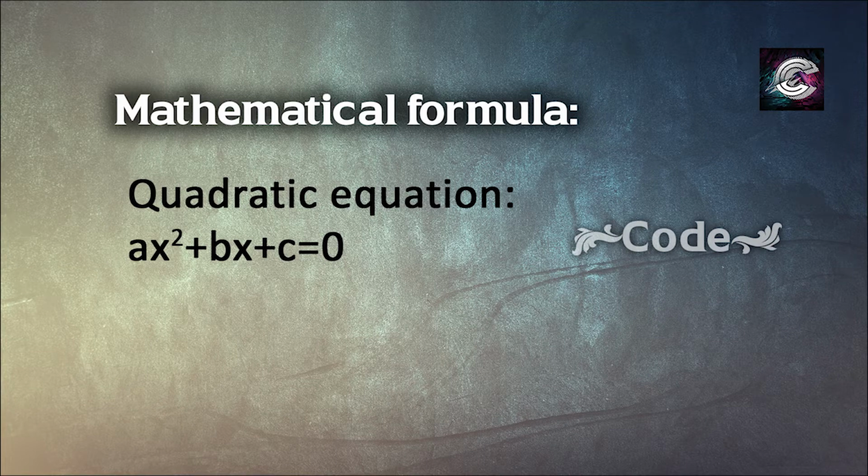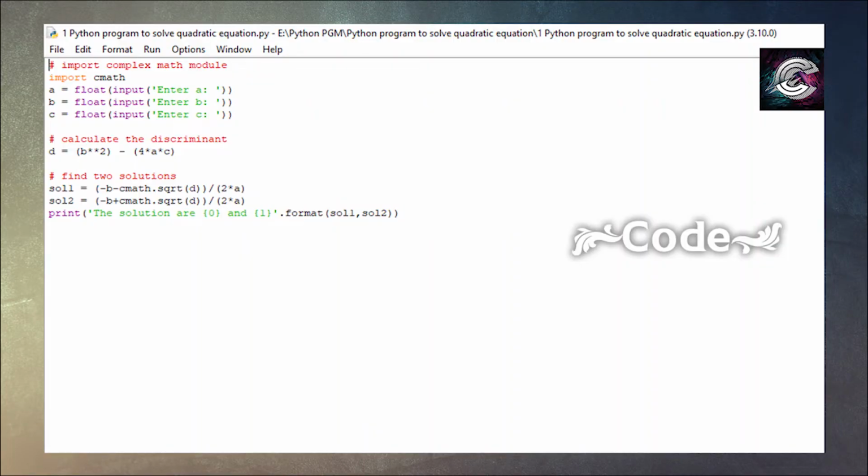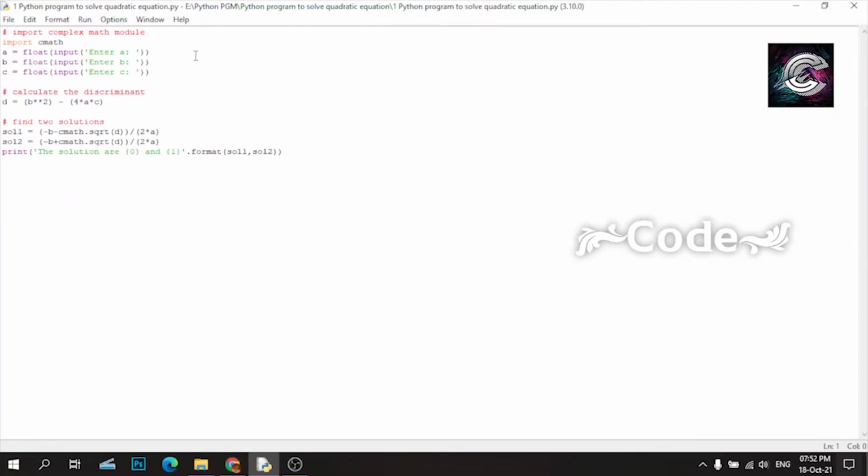Let's take an example to solve the quadratic equation 8x squared plus 16x plus 8 equals 0. In the first line, we have imported the math module and we have defined three variables named a, b, and c, which take input from the user. Let's run the code and see the output.